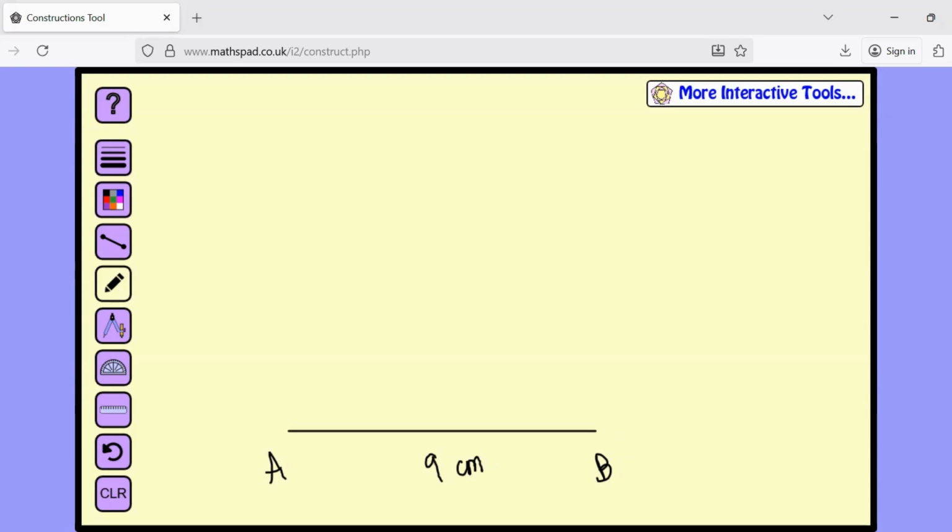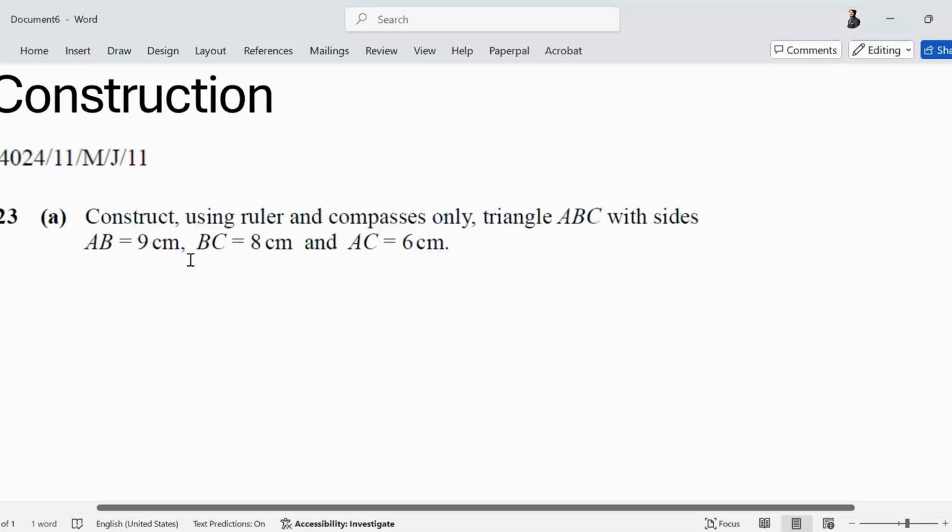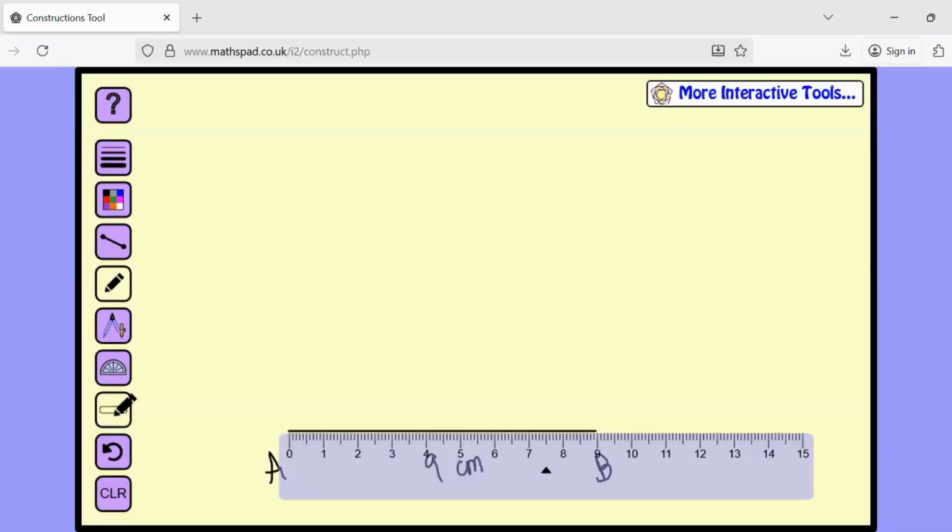Okay, once you have the length of AB, you need the other two lengths. BC is 8 centimeters and AC is 6 centimeters. We will not be using scales directly to draw these lines because we do not know the angle. We do know that C is 8 centimeters away from B and 6 centimeters away from A, and we will be using a pair of compasses.